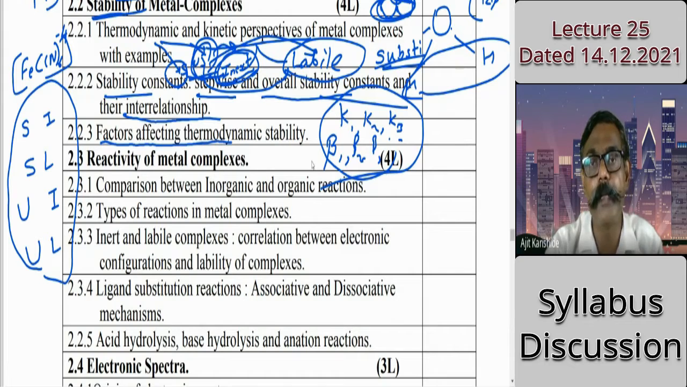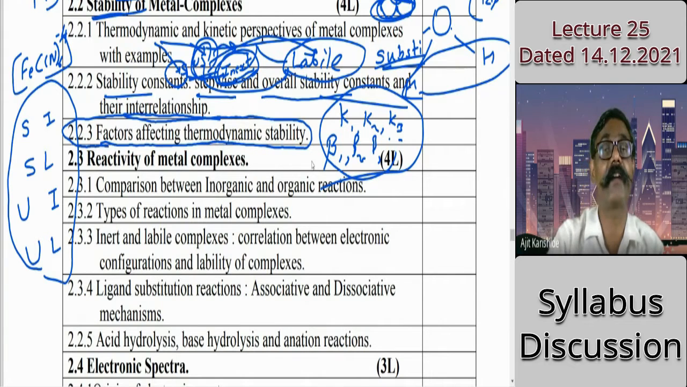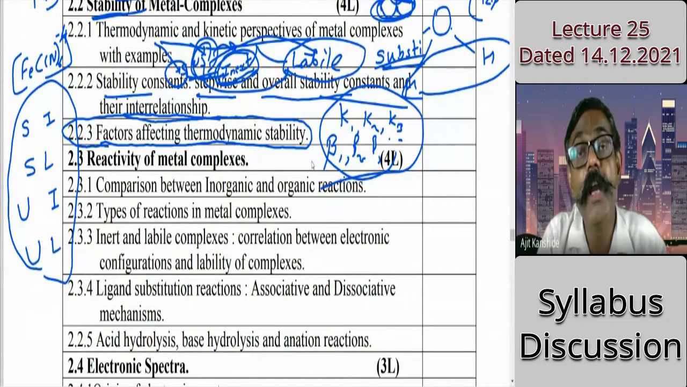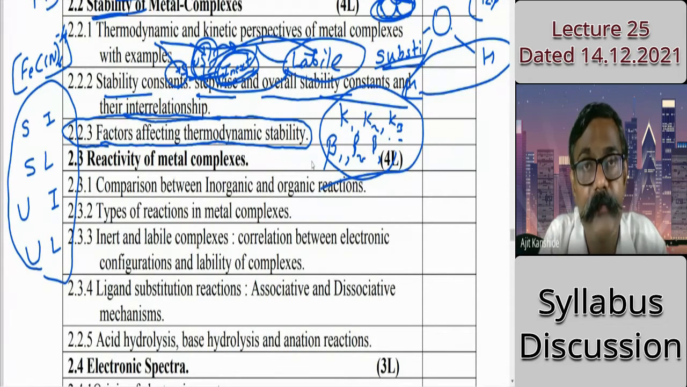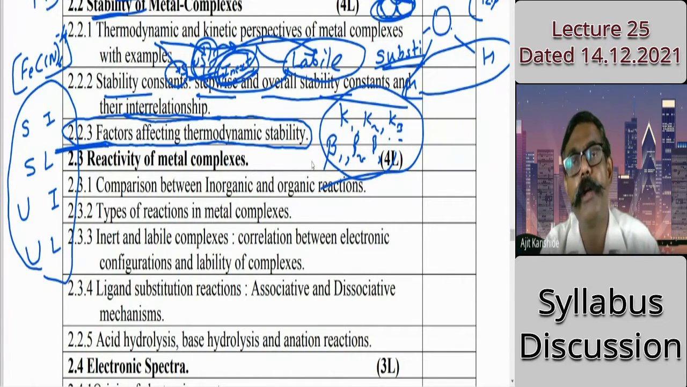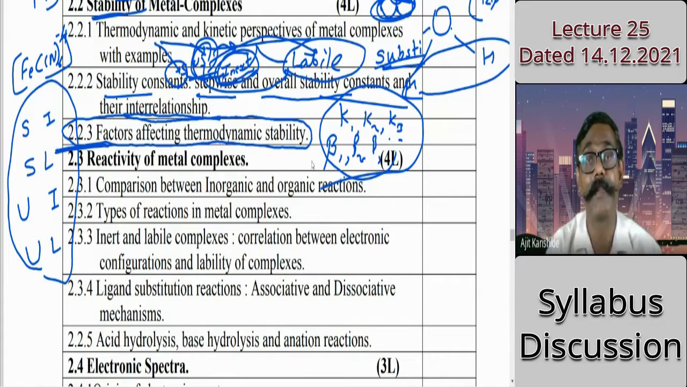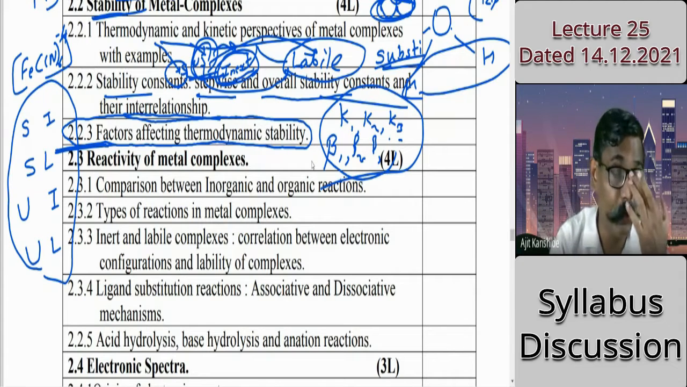Factors affecting thermodynamic stability. In that, the metal ion we will discuss, ligands we will discuss, and other factors also. Chelate effect will also be one phenomenon. Steric hindrance will be there. Effect of configuration will be there. All those factors we will discuss. It is the second part of unit number 2, thermodynamic stability, or stability of the metal complexes. Thermodynamic study of the complexes.